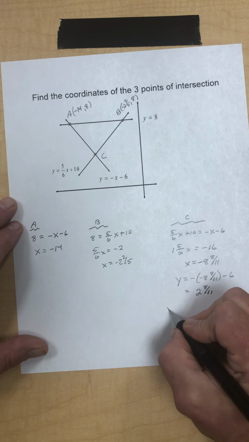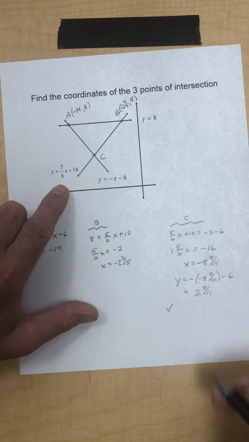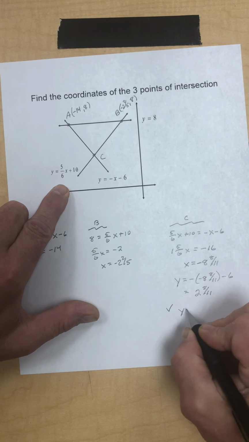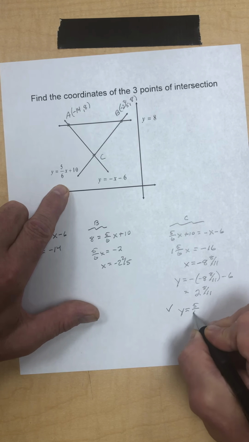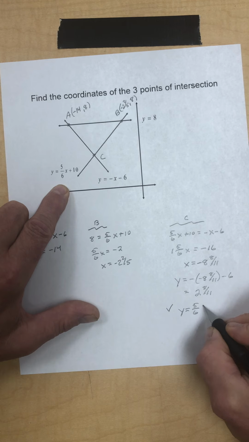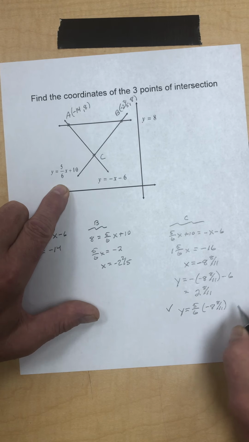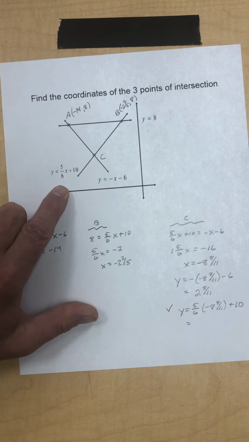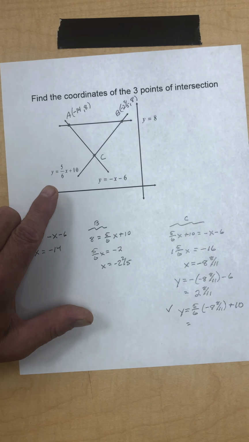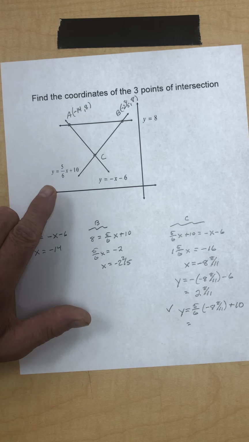Now I'm going to check that. I want to make sure I got the same thing, so I'm going to check it here. So y equals 5/6 times my x, which is right here, negative 8 and 8/11, and then I have to add 10. And I better get 2 and 8/11 or I have a problem. So 5/6 times negative 8 and 8/11, and then add 10.